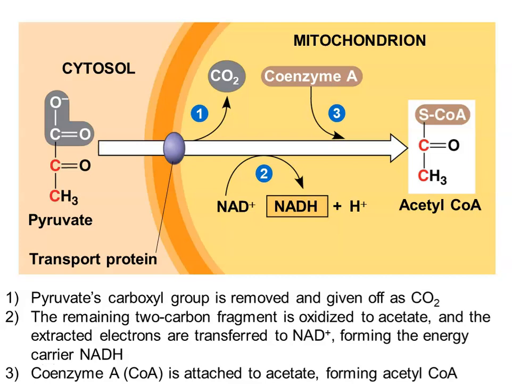So for one glucose molecule, at this step, you would have two carbon dioxide molecules given off, two NADH electron carriers formed, and two acetyl-CoA molecules that are ready to go now into the citric acid cycle.